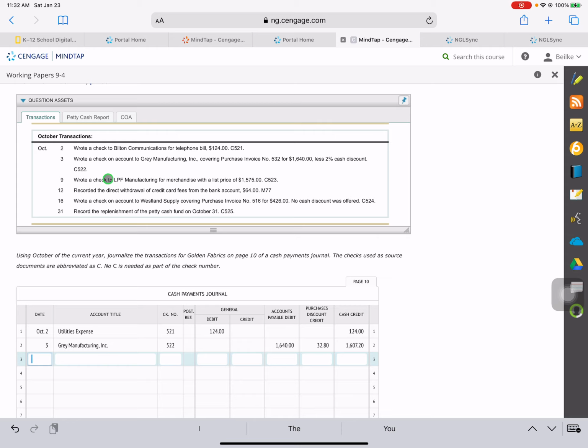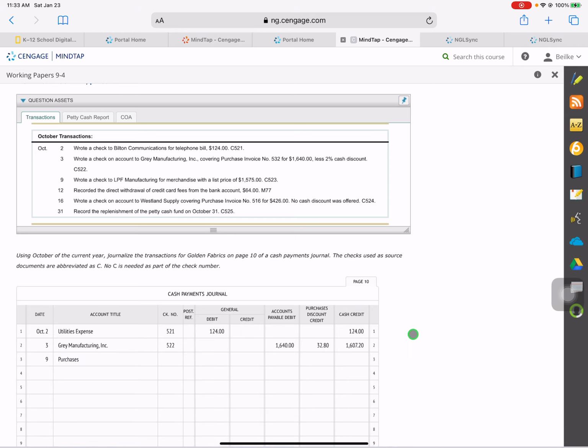On the 9th, we wrote a check to LP Manufacturing for merchandise with a list price of $1,575. And we wrote out that check. Again, we wrote a check and we're buying merchandise. So to summarize it, we're paying cash for merchandise. It doesn't really matter which business or vendor we buy it from. So on the 9th, we purchase merchandise for cash. The account affected is purchases. We didn't buy supplies, but we bought purchases.